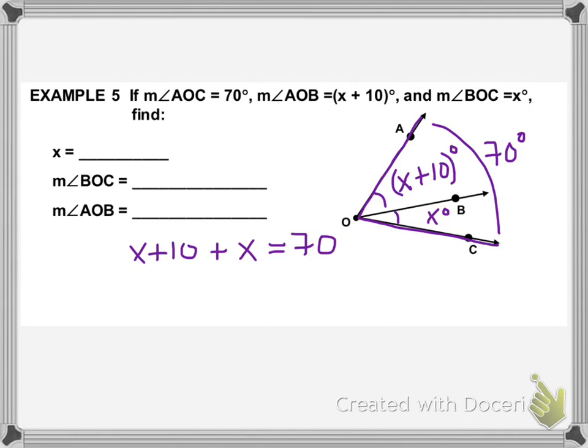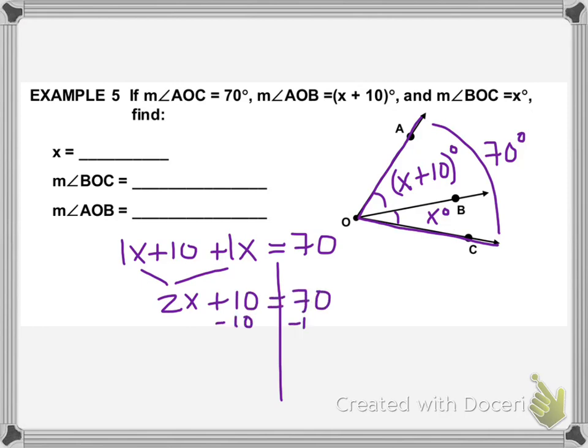So first we're going to combine our like terms. We're going to combine those x's. 1x plus 1x is 2x. We still have the plus 10 equals 70. Now we're going to subtract 10 on both sides. 10 minus 10 is 0, so 2x equals 70 minus 10, which is 60. And then we'll divide both sides by 2. So x equals 30.